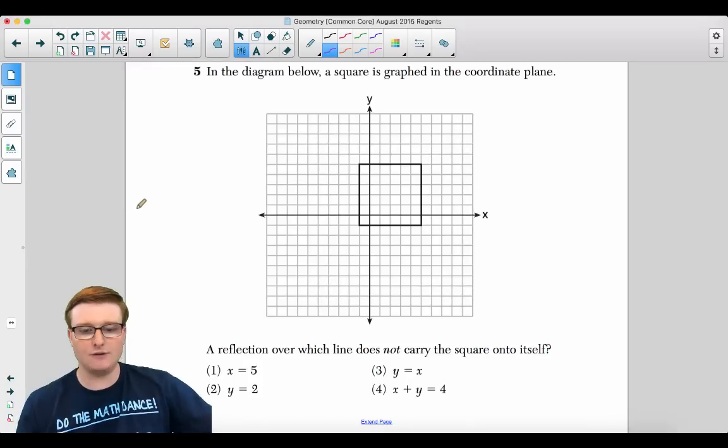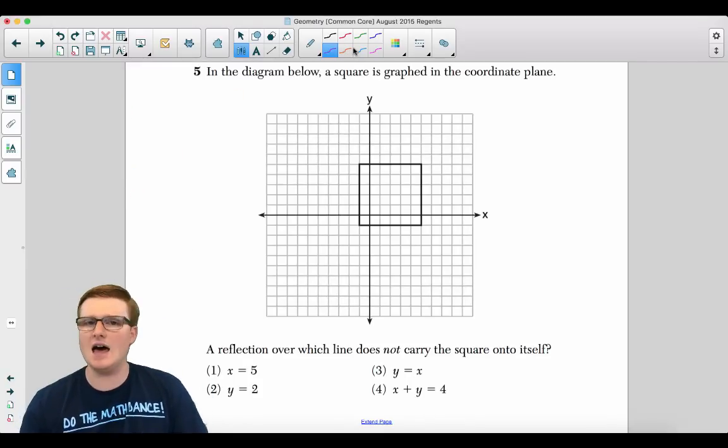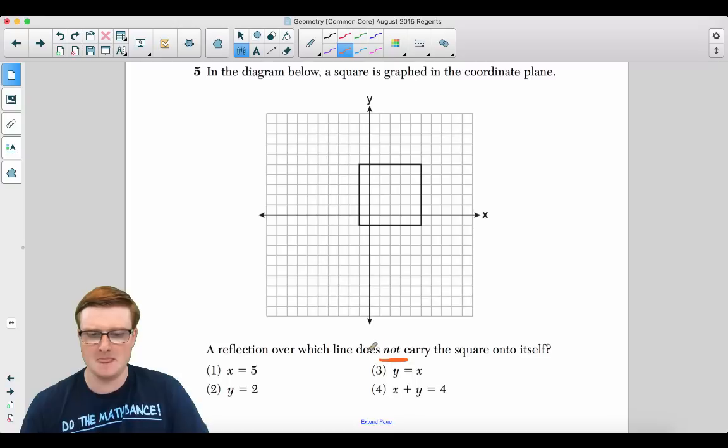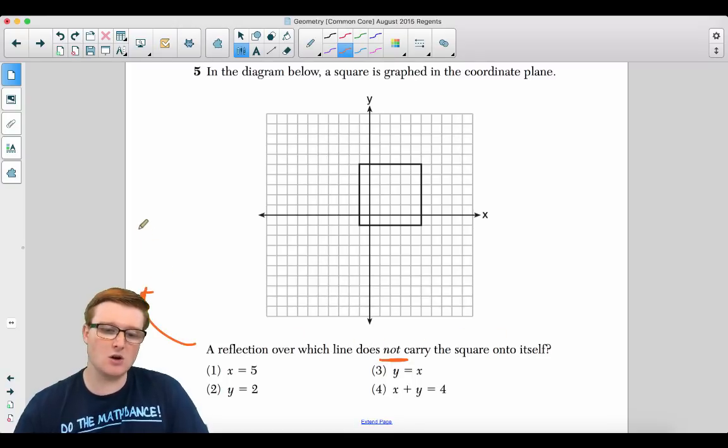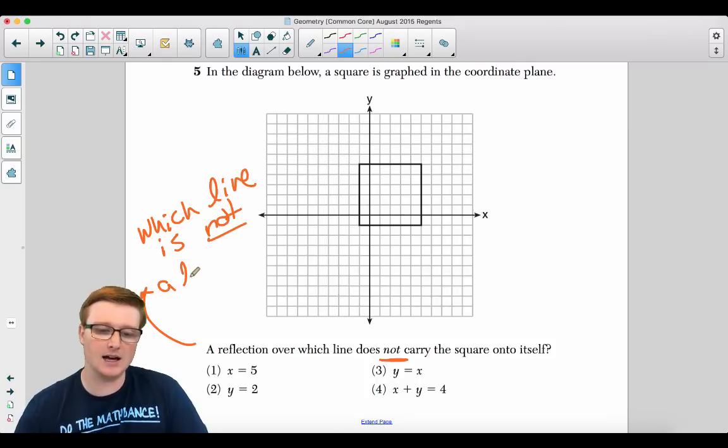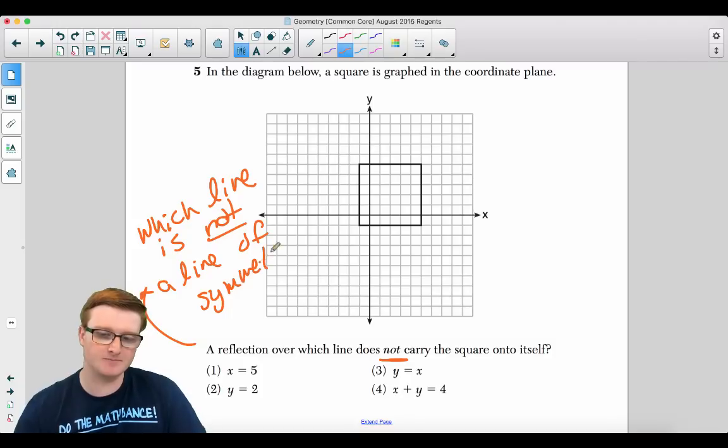Then it says a reflection over which line does not carry the square onto itself. I don't like the way that they phrase this question. Basically, it's saying which line is not a line of symmetry. That's basically what they're saying in this question.